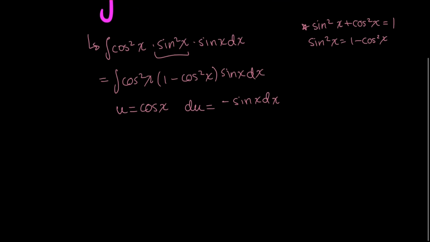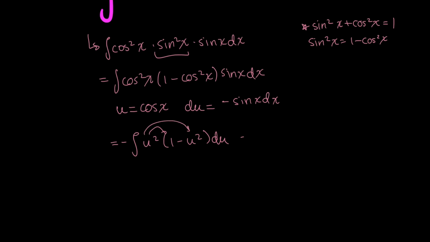So let's rewrite this integral in terms of u, so it'd be equal to minus that. I'm just taking the minus out so that doesn't complicate things for us. So u squared times 1 minus u squared du. And now this is a lot easier to integrate, so I'll distribute that u squared in. So this is equal to minus u squared minus u to the power of 4 du.